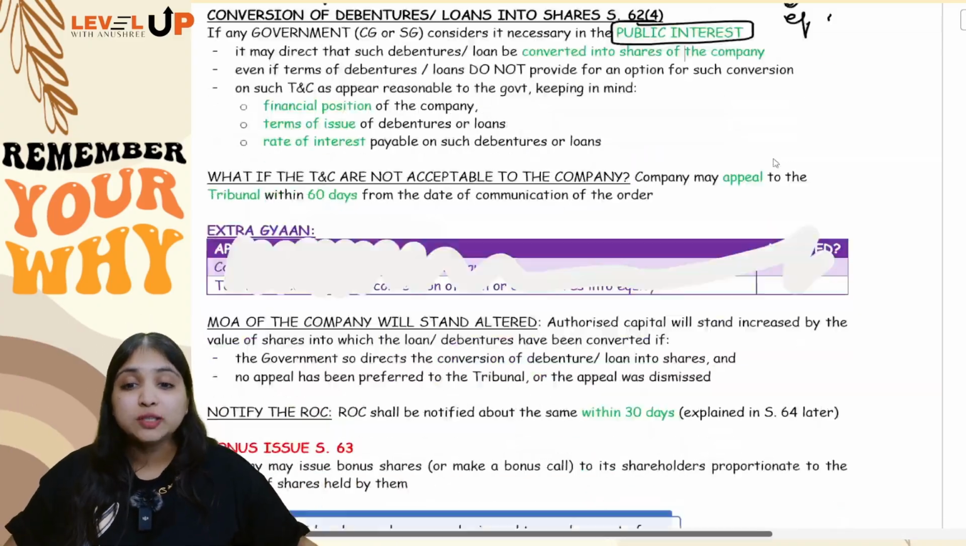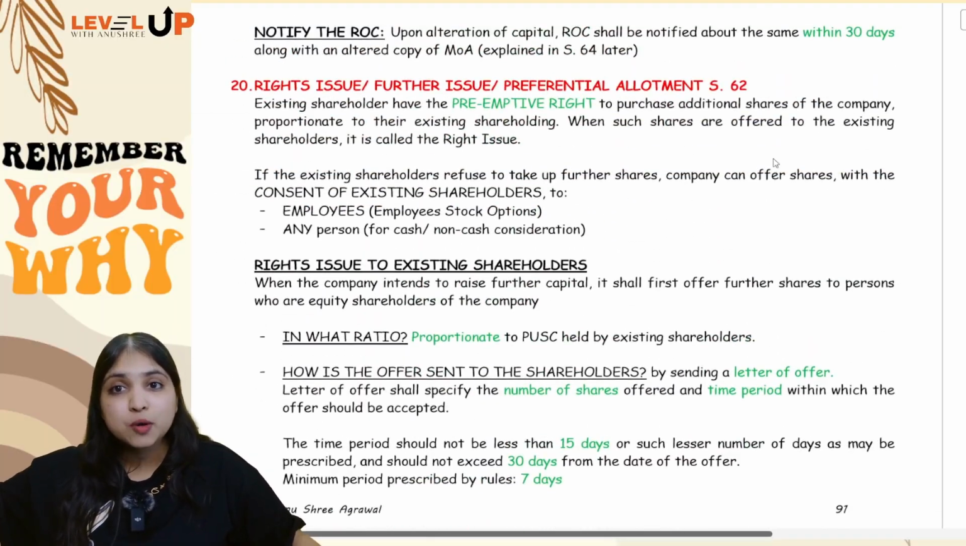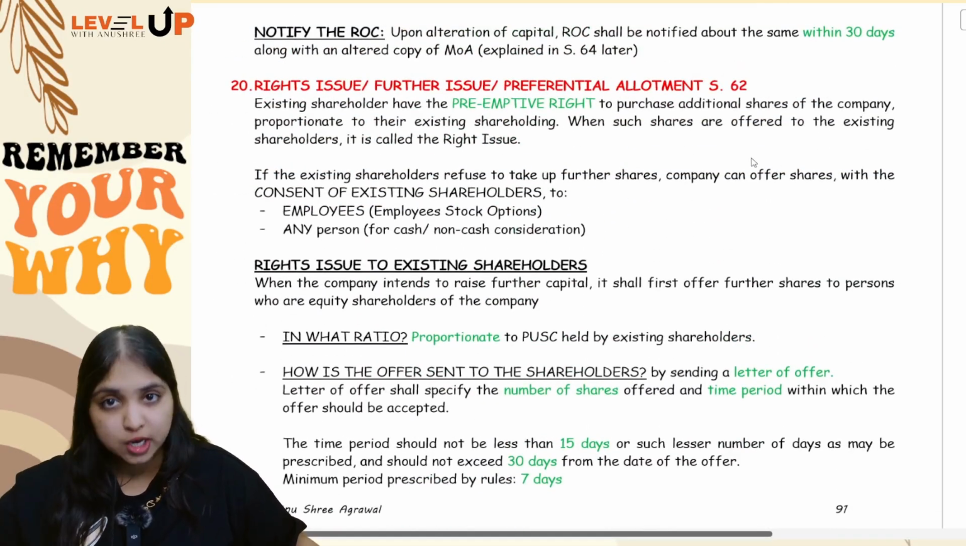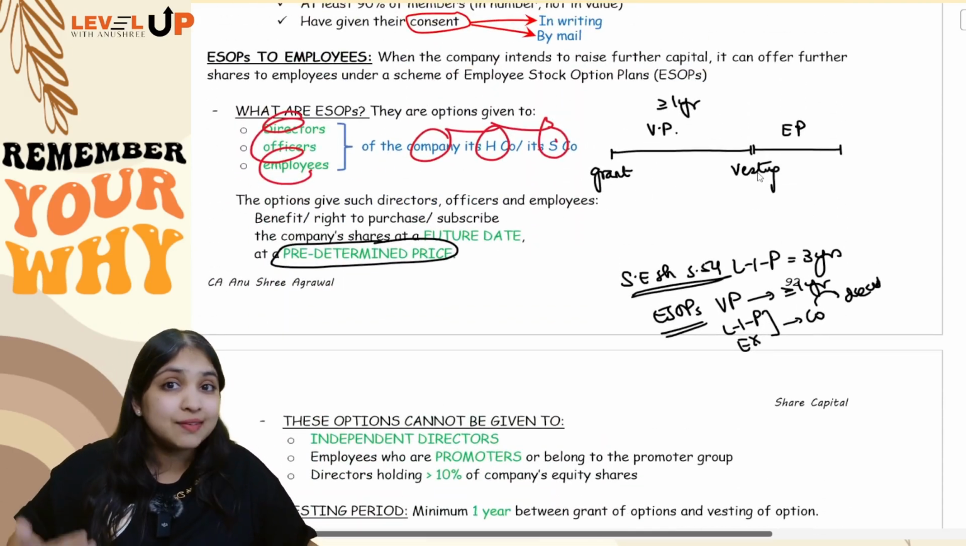Okay guys, so total 4 things we have in section 62. In the first limb, the company is raising more money by issuing more shares to existing shareholders. In the second limb, company is raising money from the employees by giving ESOPs to them.